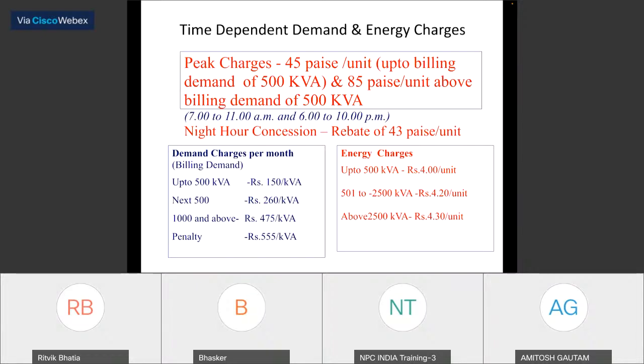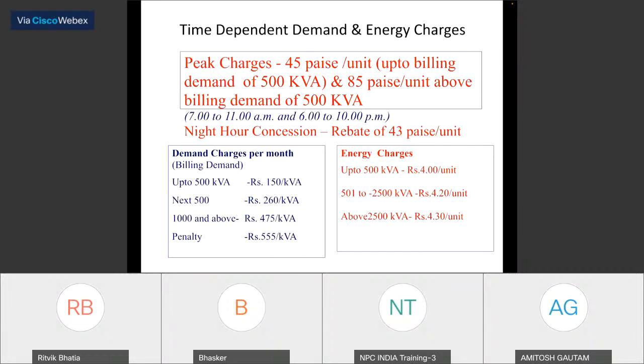So utilities charge these peak charges of 45 paisa per unit up to the billing demand of 500 kVA, whatever fixed demand you have, 45 paisa, and 85 paisa per unit for above the billing demand of 500 kVA.